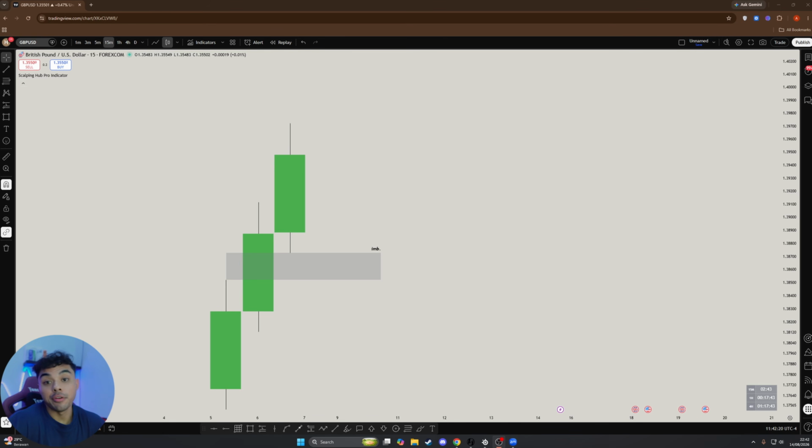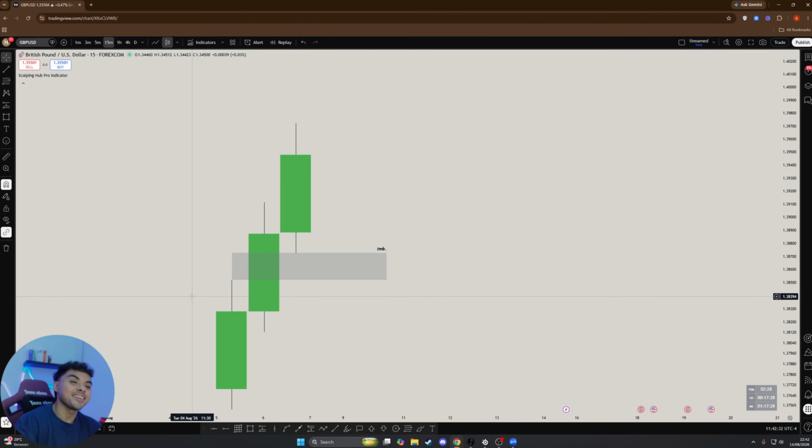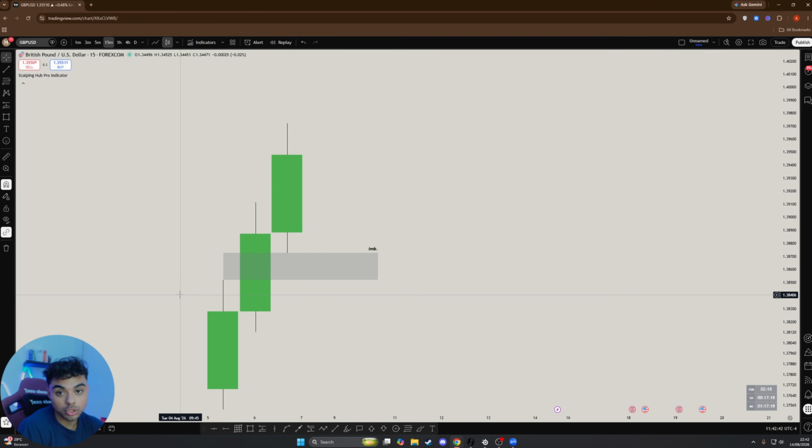Fair value gaps this, fair value gaps that. I mean, we have been hearing it since forever about fair value gaps, imbalances, whatever. Now, you see, the biggest downside after learning fair value gaps or imbalances is that we pretty much see it everywhere on the chart. Which one matters, we are still confused. Or there are a lot of times you are presented with a huge fair value gap and you don't even know which one is the correct one.